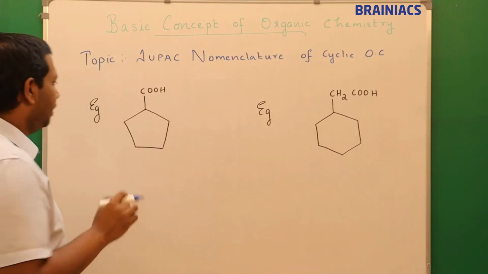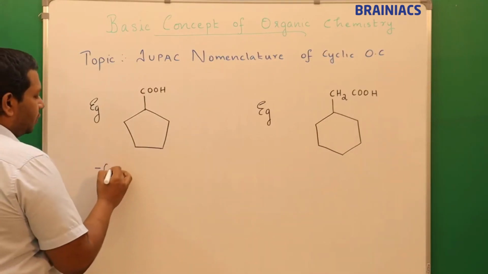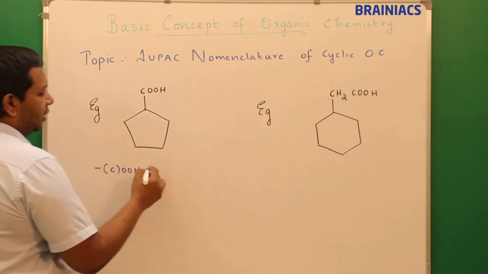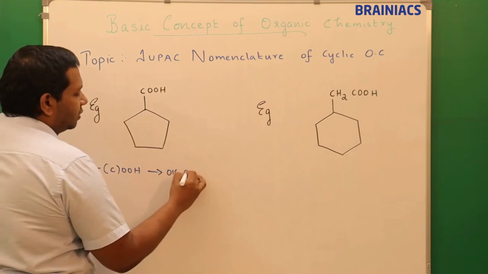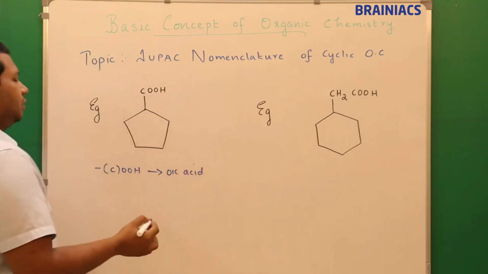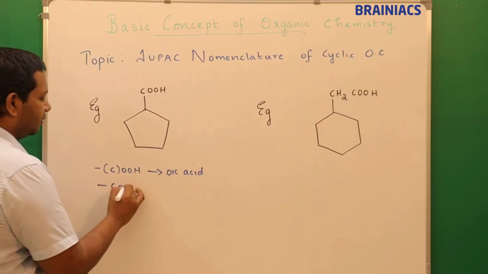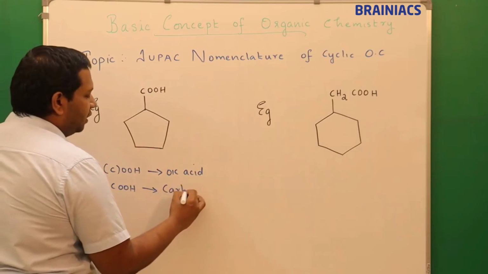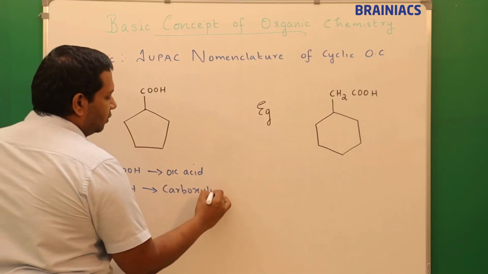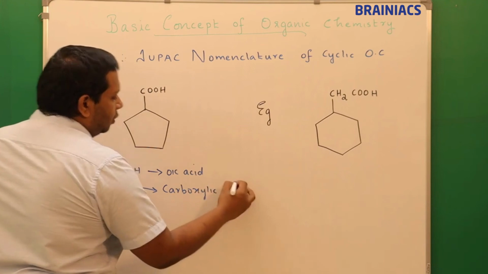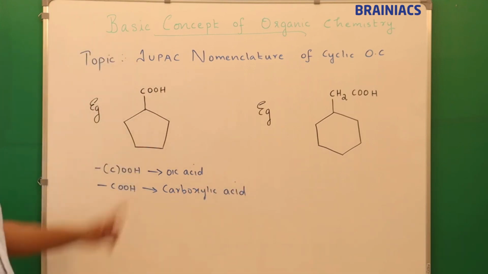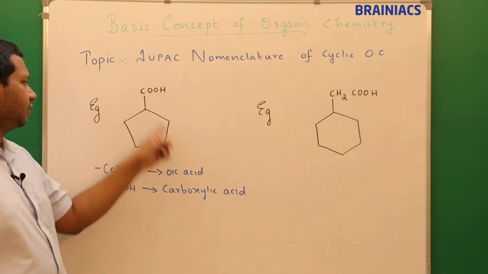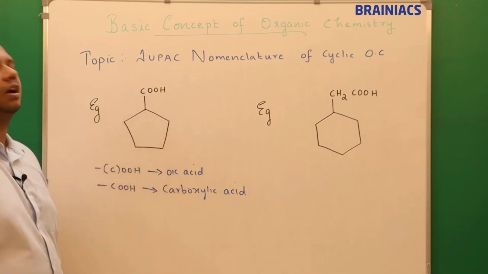The rule says that if the carbon of COOH is included in the parent carbon chain, then we use the suffix oic acid, correct? Suppose this is not included, that is, COOH is not included, in that case we use the term carboxylic acid. So in this case, tell me which one to be used. We cannot include this carbon in the parent carbon chain, that is a ring. So in that case, we should use the term carboxylic acid.